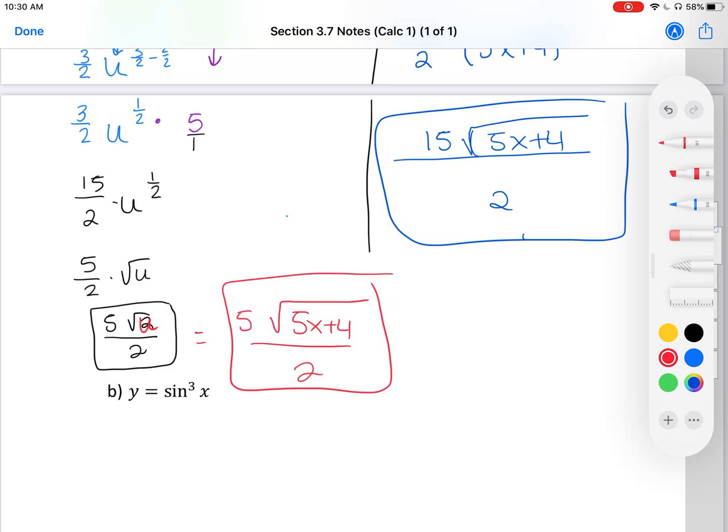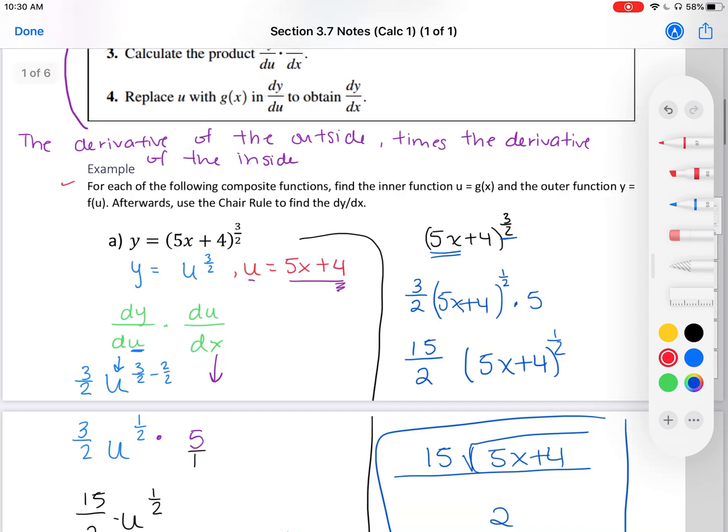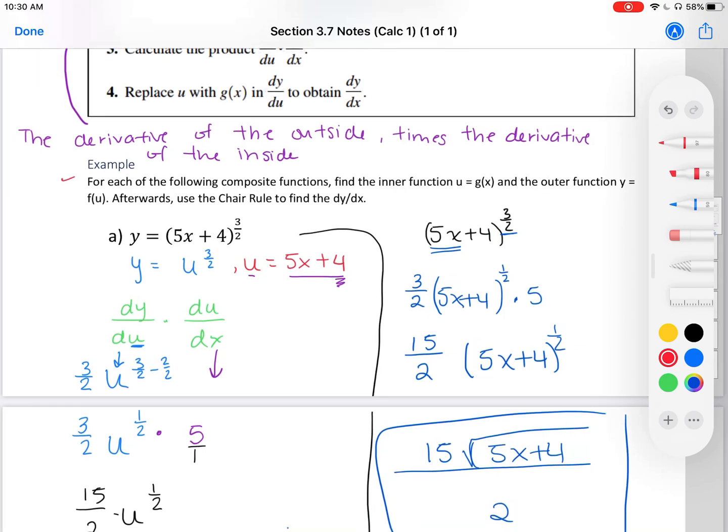That u substitution with derivatives and chain rule, it's not what I practiced, so it's really not what I do. I do follow that idea of derivative of the outside times derivative of the inside.